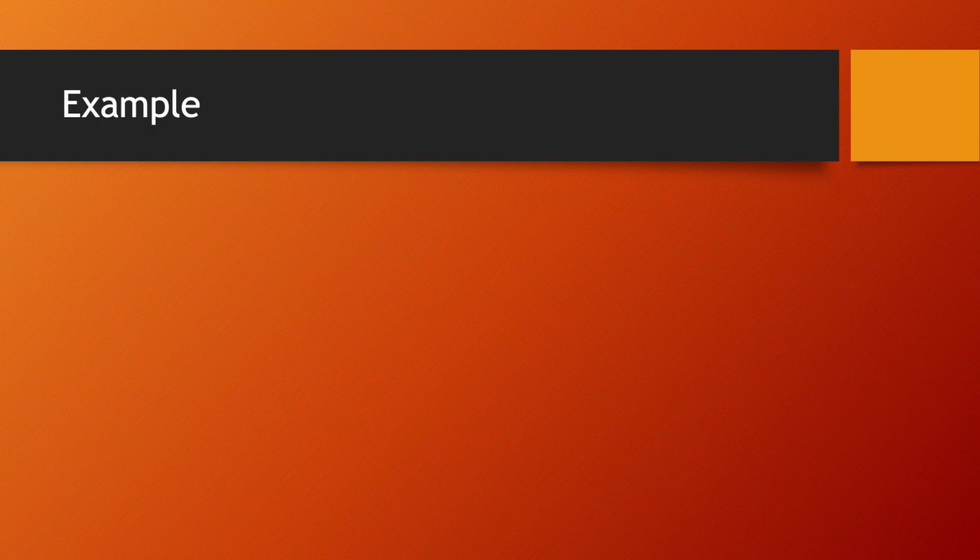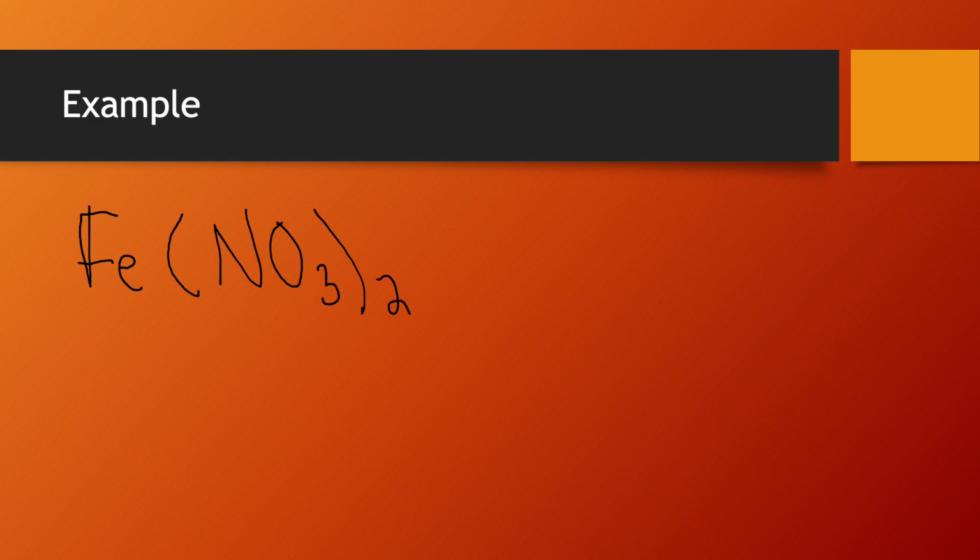Okay, I have one for you. You're going to do iron 2 nitrate. If you would go ahead and calculate the molar mass, the answer for that is 179.87 grams per mole. You can check yourself. Please make sure that you are getting that, and if not, bring your questions to class.